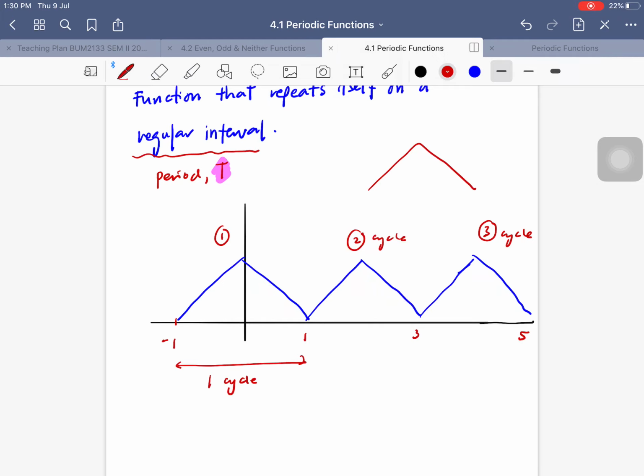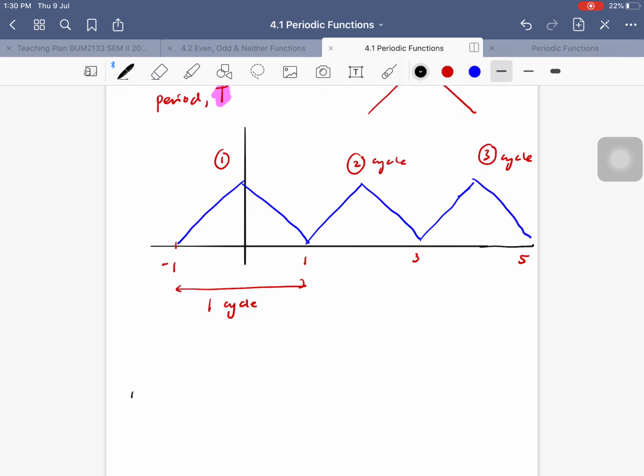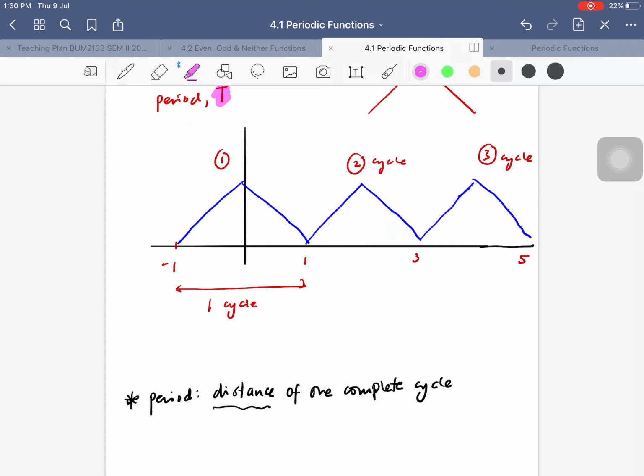Alright, now let's talk about the period. Period is defined as, let me put a remark over here, the distance of one complete cycle. So bear in mind it is going to be the distance. For example, if we refer to this case, this is my one cycle from -1 until 1. So what is the distance from -1 until 1? From here to here, that is a distance of 2 units. So that is why when I write down the period value, T is going to equal 2 units.